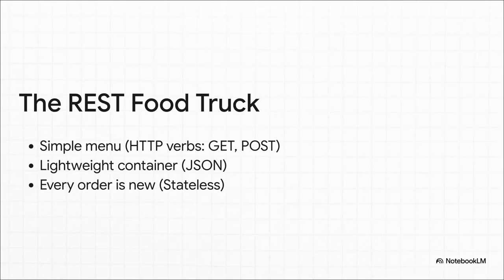So the REST food truck has a simple menu board right on the side. Think of these as your HTTP verbs. You just walk up, you say, "Get me a taco," or "Post this order," and bam, you get exactly what you asked for. And it's usually served in a really lightweight container, like JSON. But here's the crucial part. The truck has no memory of you. Every single order is a brand new transaction. This right here is what we call being stateless.